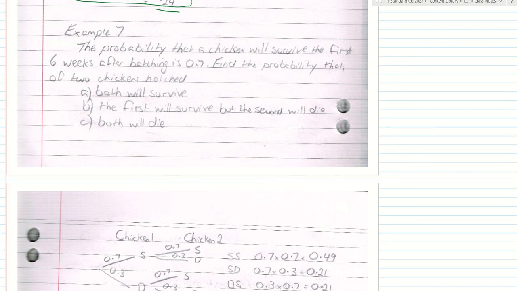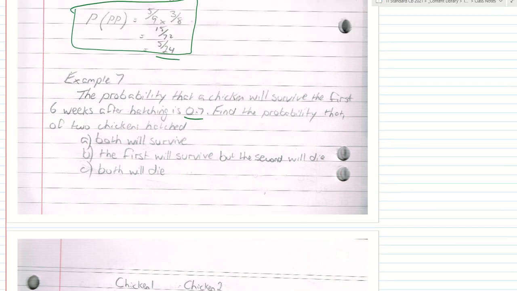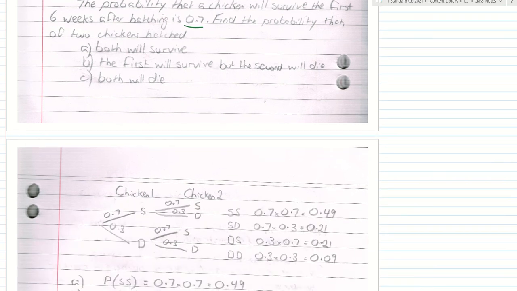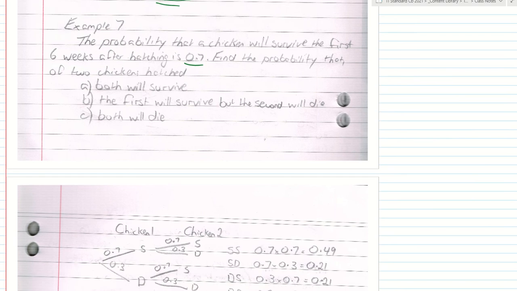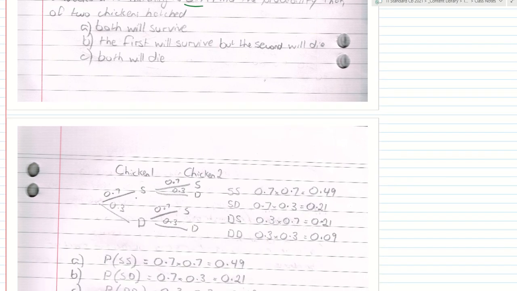Another example: the probability that a chicken will survive the first 6 weeks after hatching is 0.7. Find the probability that of 2 chickens hatched, both will survive, the first one will survive but the second will die, and both will die. In this case we've got chicken 1 and chicken 2. Chicken 1 can either survive or die, so those are our 2 outcomes. He's got a 0.7 chance of surviving and a 0.3 chance of dying.